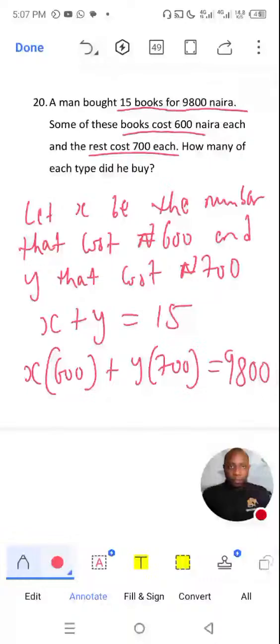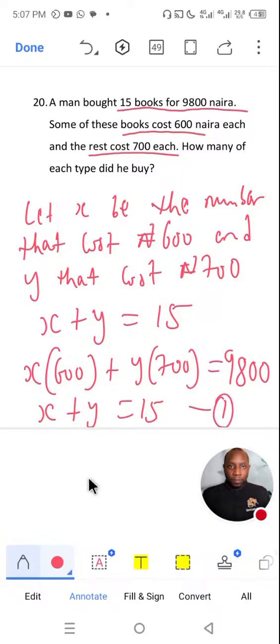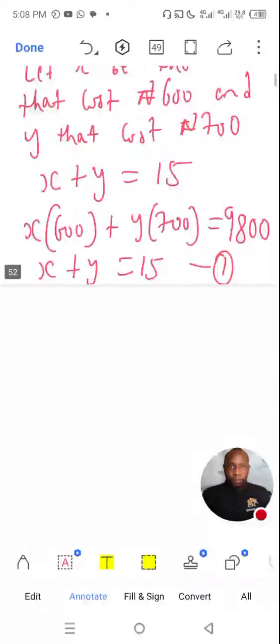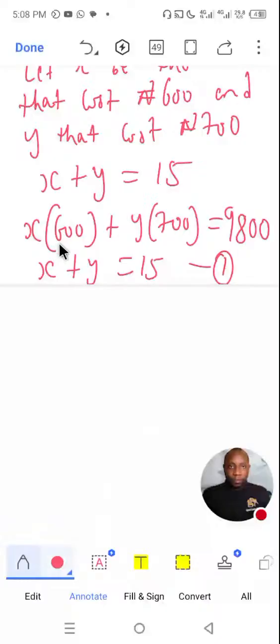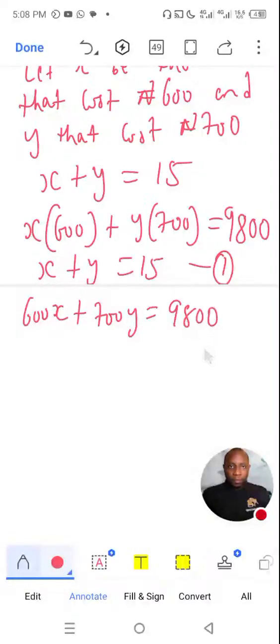Yeah, so now we have two equations. I want us to simplify the equations, by the way. The first one, x plus y equals 15, equation 1. Then the next one, 600x plus 700y is equal to 9,800 naira. Before I call it equation 2, I want us to divide through by 100 to make it simple. So by 100, by 100, and by 100.